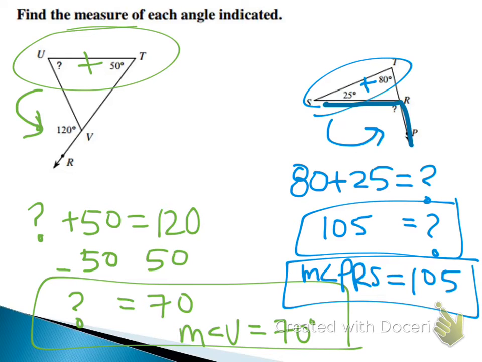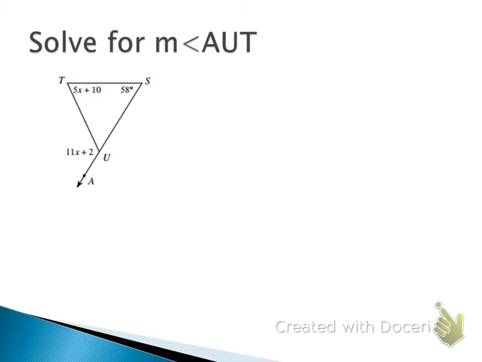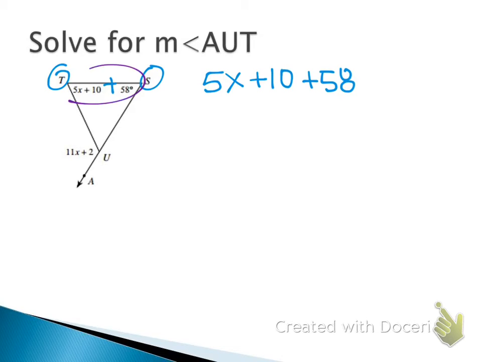I think we do one more on this paper, right? Solve for the measure of angle AUT. So just give me the names of the angles. What are the two non-adjacent interior angles? T and S. So we're going to add them. 5x plus 10 plus 58. Add them and they equal 11x plus 2.